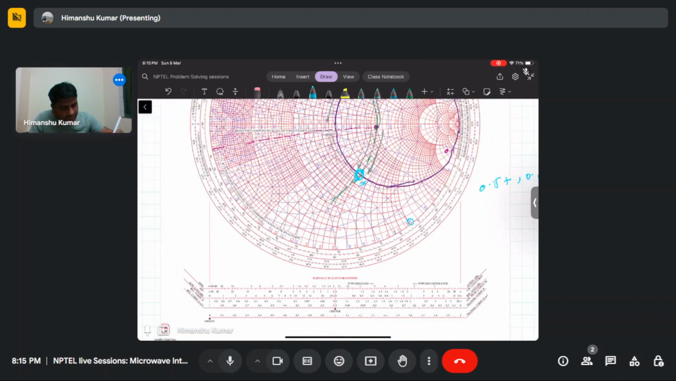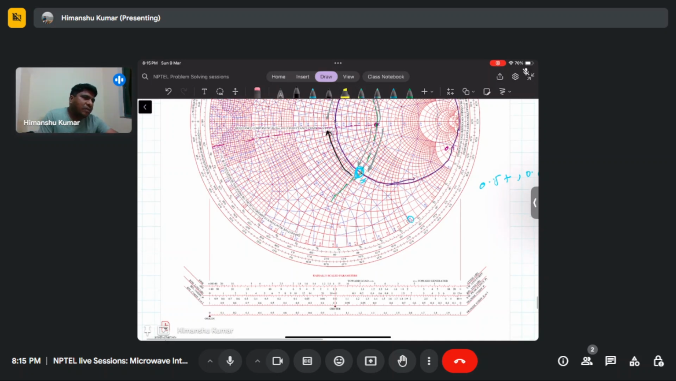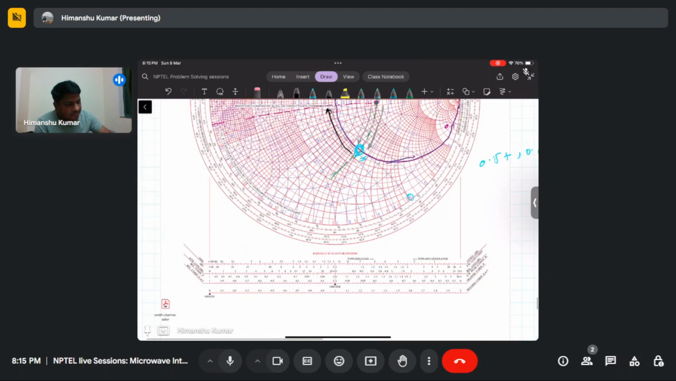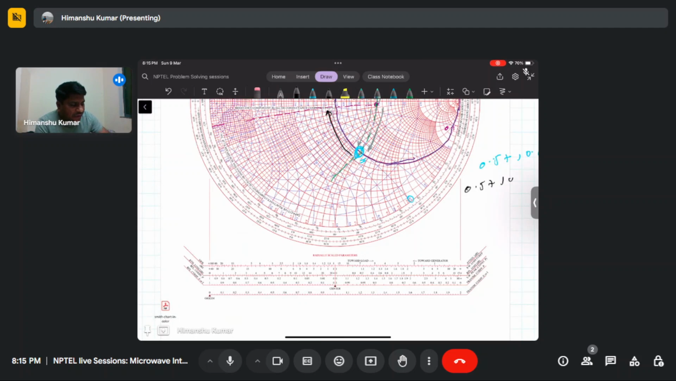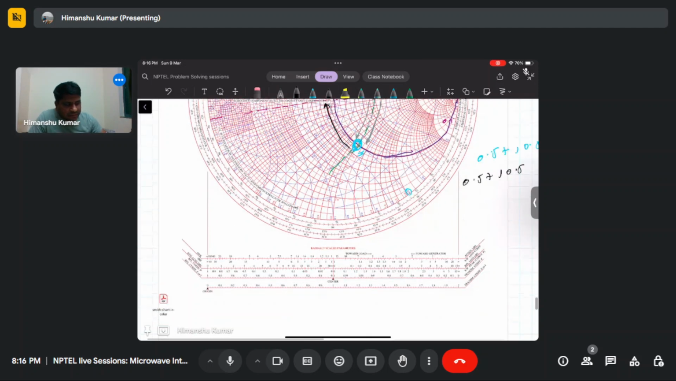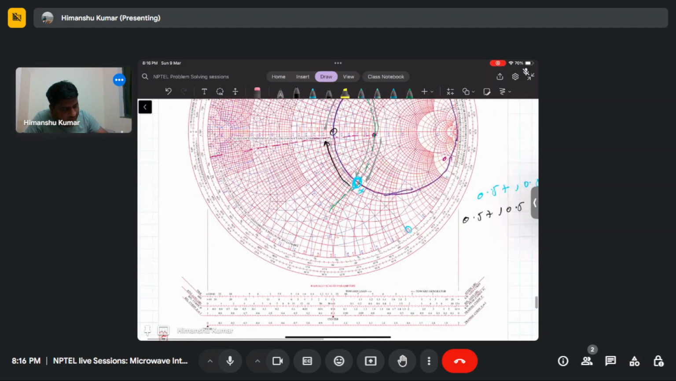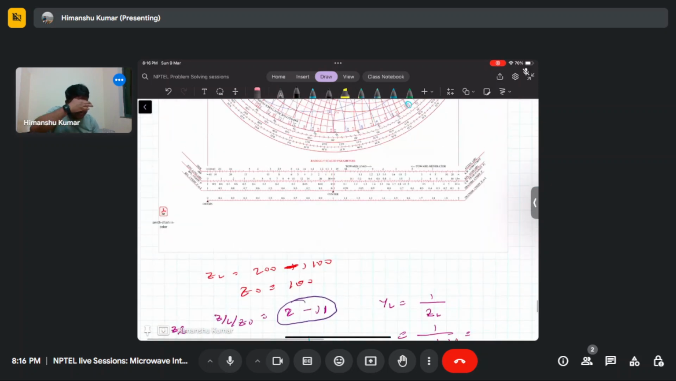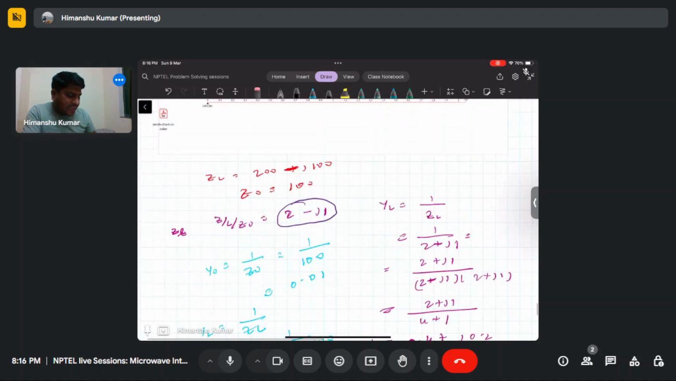Now you need to move along the constant resistance circle. So now you need to add either capacitance or inductance in series. Now you are at this point, so this is the 0.5 plus j times 0.5 circle. So now you need to add the resistance. Basically this final point is 0.5 plus j times 0. So you need the impedance of this point.